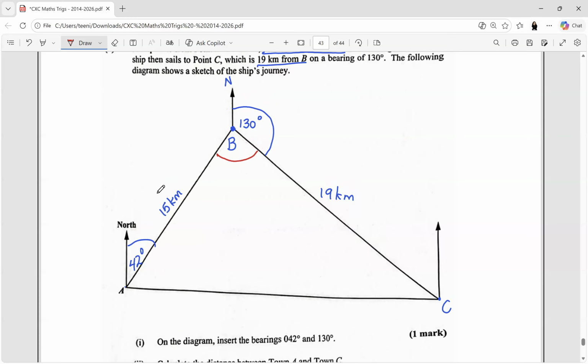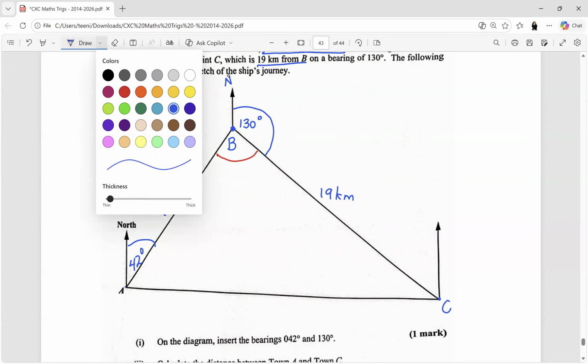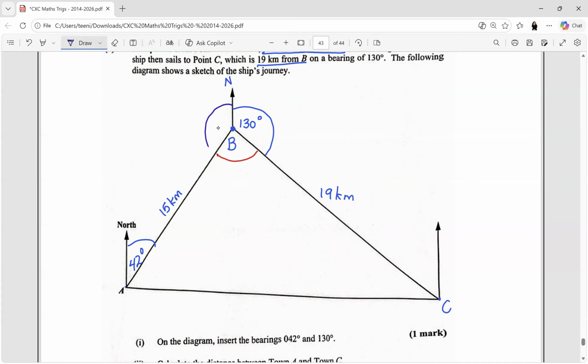And since they are parallel, it means this angle over here, plus this angle of 42 degrees, they are supplementary, which means that they add up to 180 degrees. So I could find out what this one is by saying this angle here will be 180 take away 42. So 180 take away 42 is 138 degrees.